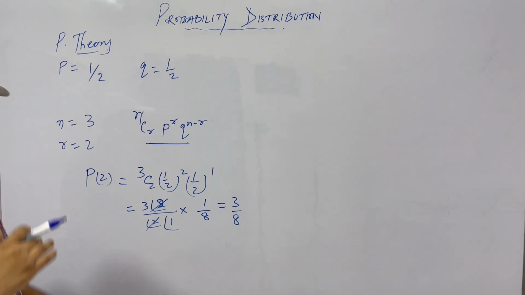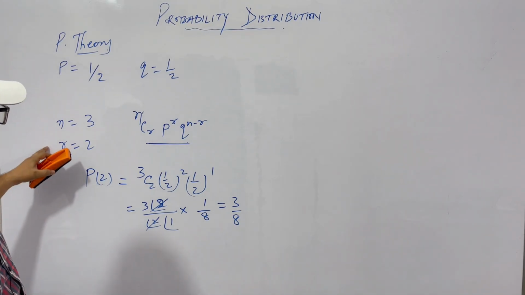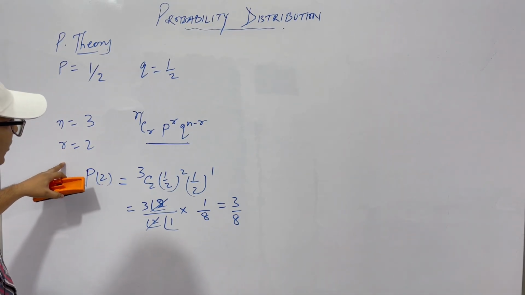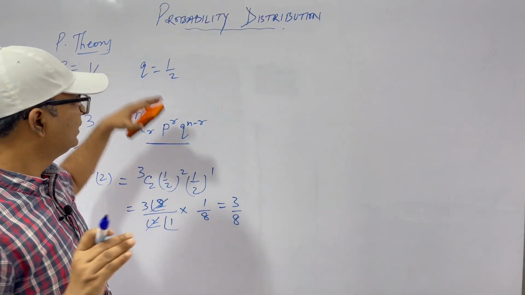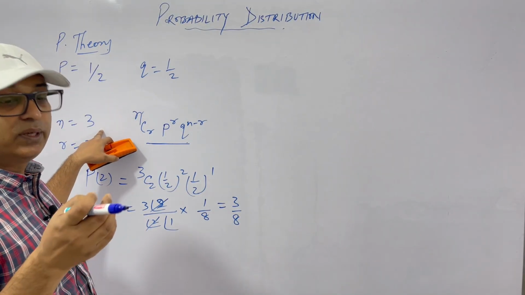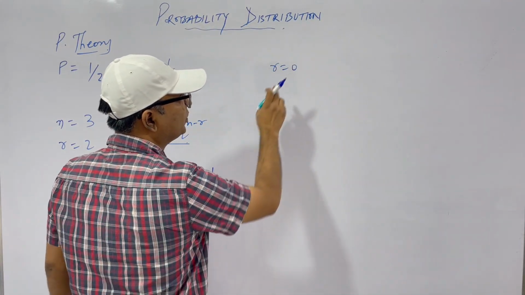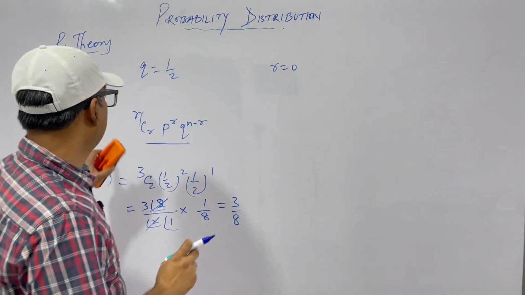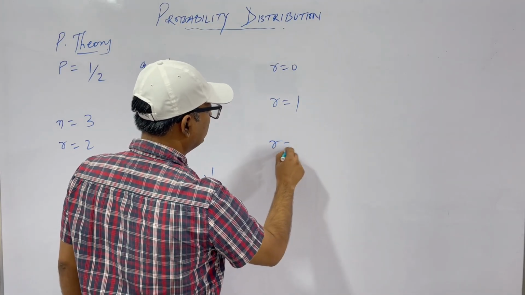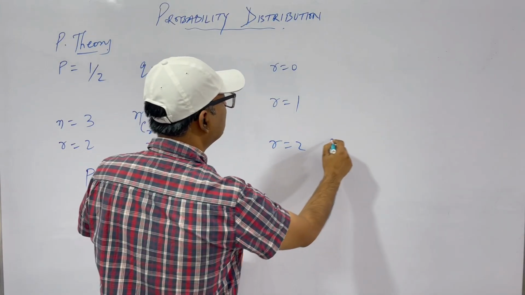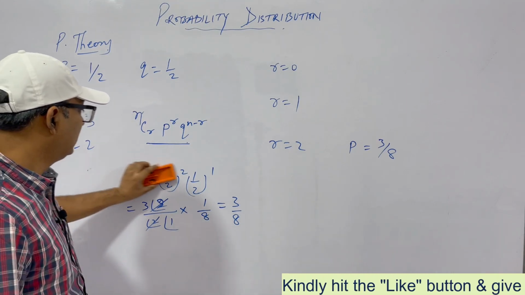What is distribution? Now understand the relation between this theory and distribution theory. This is for r equal to 2. What if we want to find for r equal to 0? That is the probability of not getting head when we toss the coin 3 number of times. I am writing it first of all for r equal to 0, r equal to 1, r equal to 2. We have found for r equal to 2, the probability is 3/8. Let's see what this is for r equal to 0.